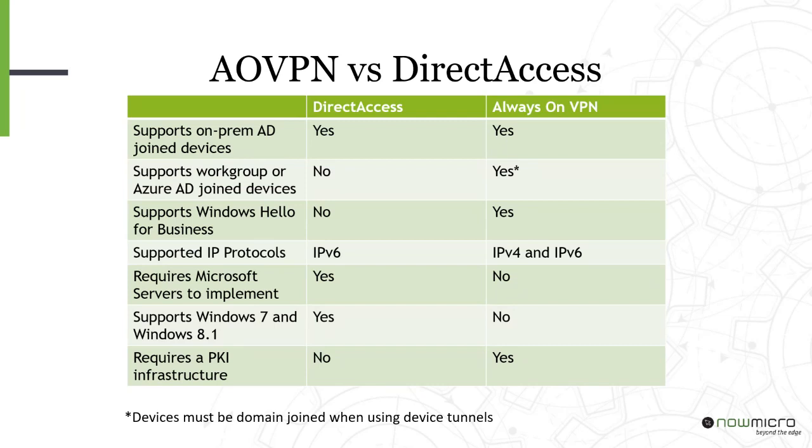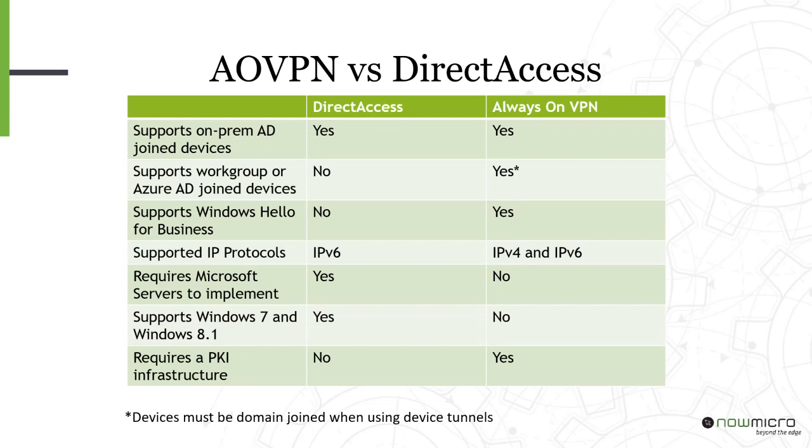However, the backend infrastructure does not have to run on Windows Server. It is possible to use third-party VPN software or appliances. And then, as I mentioned before, Always On VPN does not support older Windows OSs. So if you still need to support Windows 8.1 or Windows 7 in your remote access solution, then DirectAccess would be the Microsoft solution to use.